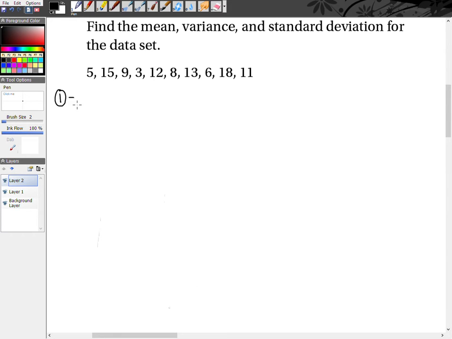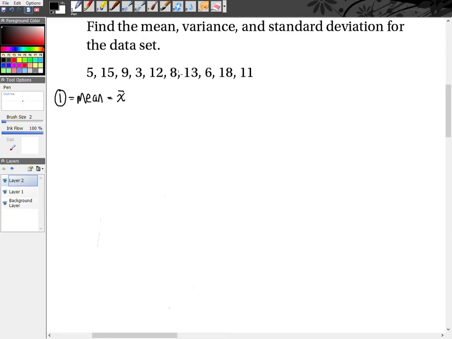When you find the mean, which is represented by the variable x with a line over it, like this. Whenever you see that variable x with a line over it, you know that they're asking for the mean. And the way we find the mean is we find the sum total of all the numbers in the data set, and then we divide by the number of data points in the data set, the number of terms.